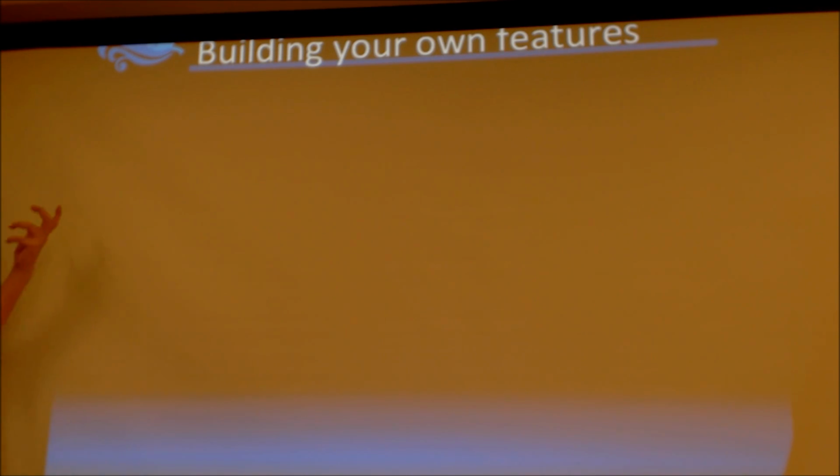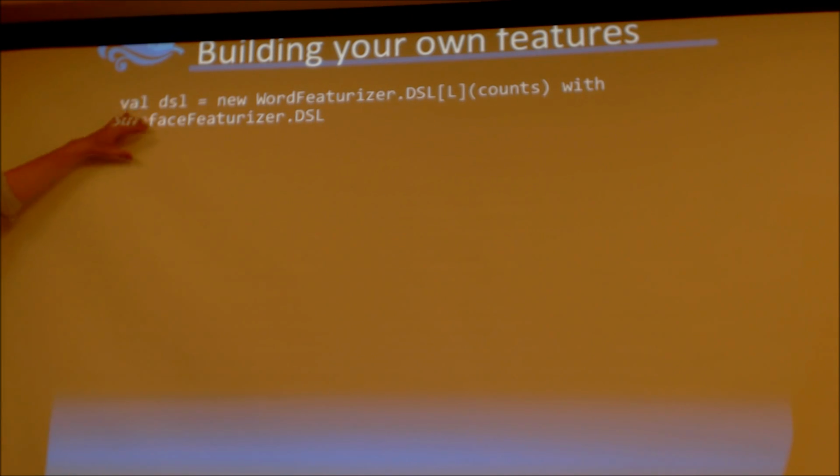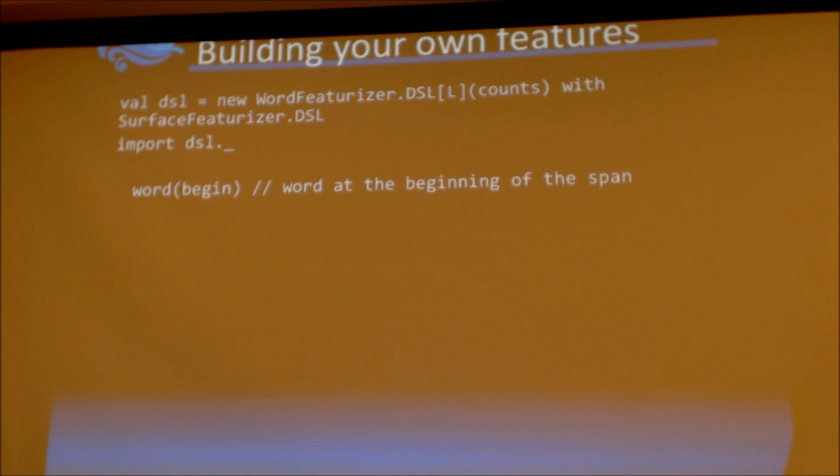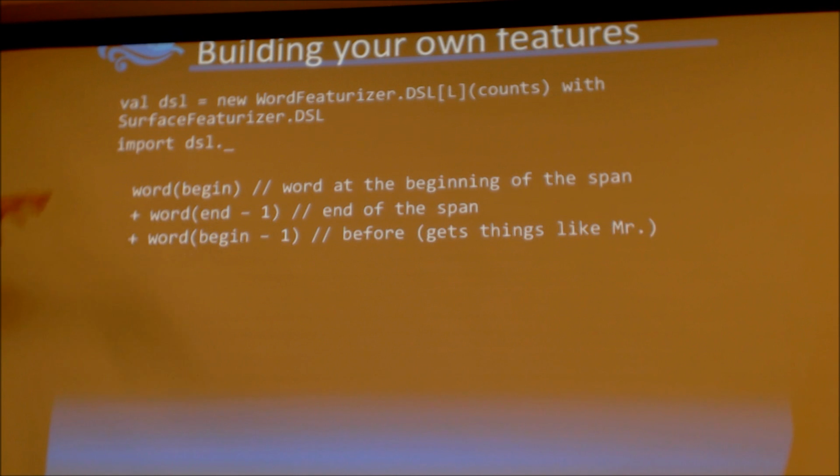And in Epic, we represent features in a very similar fashion to that. We use this thing called a featurizer domain-specific language, or DSL. That's just a fancy way of saying pretty syntax. So we can basically get the exact same set of features by doing things like the word at the beginning of the span, the word at the end of the span, the word before the beginning. So for instance, for people, you'll often have titles at the beginning, like Mr., Mrs., Chairman, CEO, etc. Then the word 1 past the end, which is useful for similar reasons.